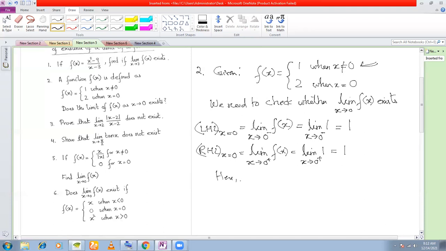So here the left hand limit at x equal to 0 is equal to the right hand limit at x equal to 0. Therefore, what can you say? The limit as x tends to 0 of f(x) exists. And what is it equal to? 1. That's it. This was an easy one.